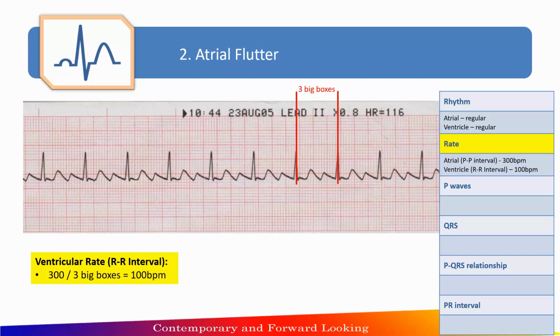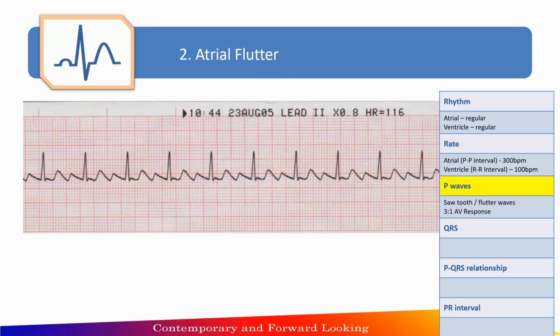Here, we see that there are 3 boxes separating the 2 R waves, which gives us a ventricular rate of 100 beats per minute. In atrial flutter, we are also interested in calculating the atrial rate by measuring the P to P intervals. Here, we have 1 box separating the 2 P waves, which gives us an atrial rate of 300 beats per minute.